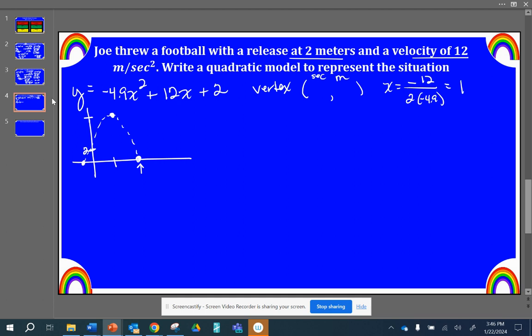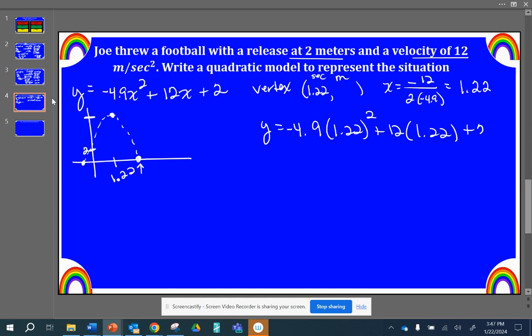1.2244, so I'm going to just say 1.22. So that's the seconds. So that's this value here on the graph. And now we're going to find the output by plugging that value of x into the equation. So the y part, negative 4.9 times 1.22 squared plus 12 times 1.22 plus 2.